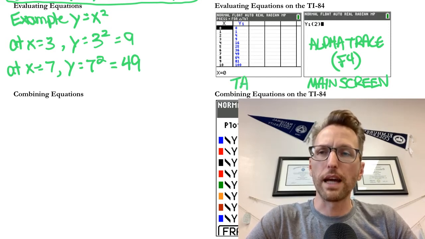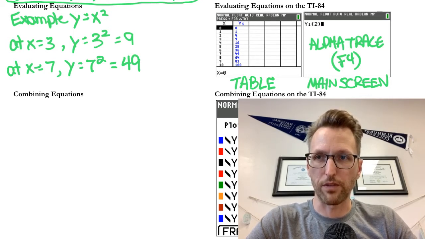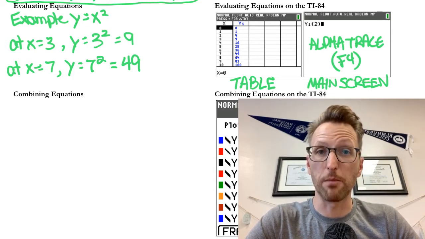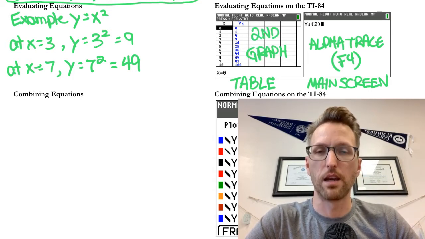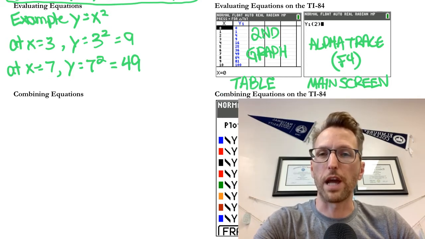Now, the left screen shows you the table feature in the TI-84, which is the thing that we didn't talk about in the previous video. So the left screen is your table, and you access that by pressing second graph. Okay, and that's all we need to know for now.